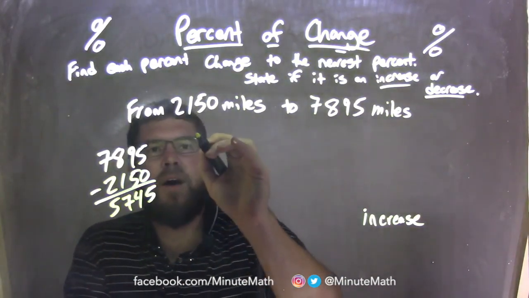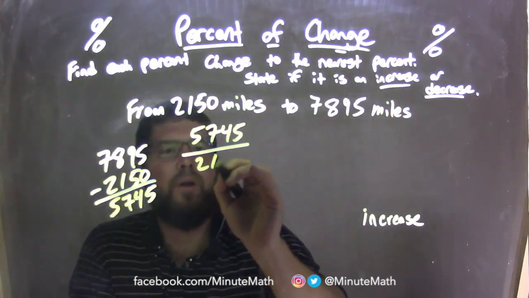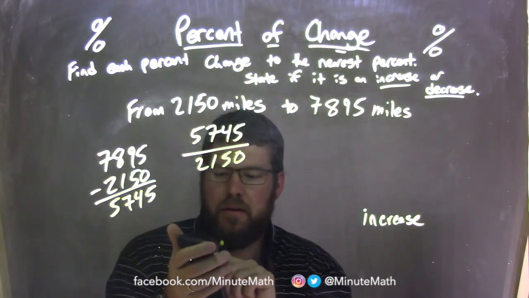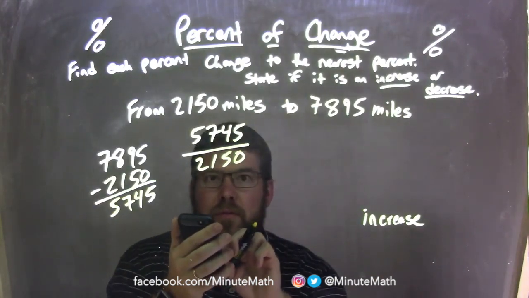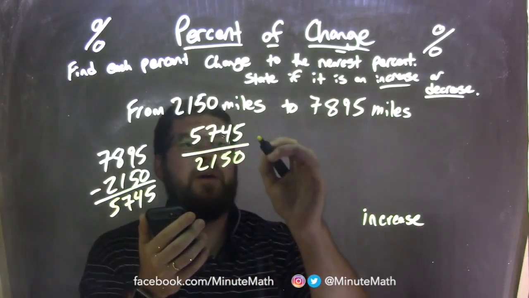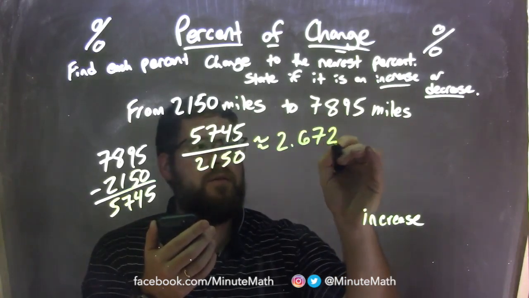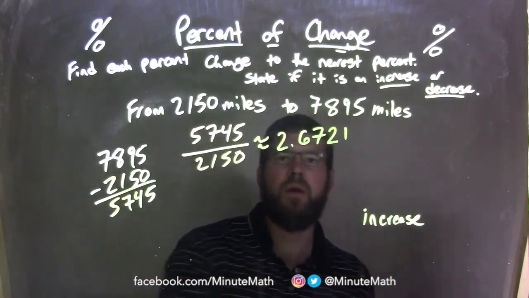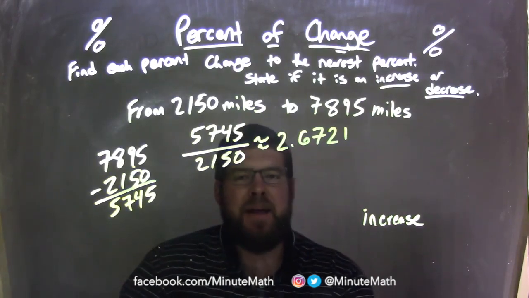So I take that number, 5,745, and divide it by our first number, 2,150. So then I need to use my calculator here to get the decimal. I don't need to, but I'm going to. 5745 divided by 2150 comes out to be approximately 2.672. That's a 1. So 2.6721. So I need to convert that now to a percent.